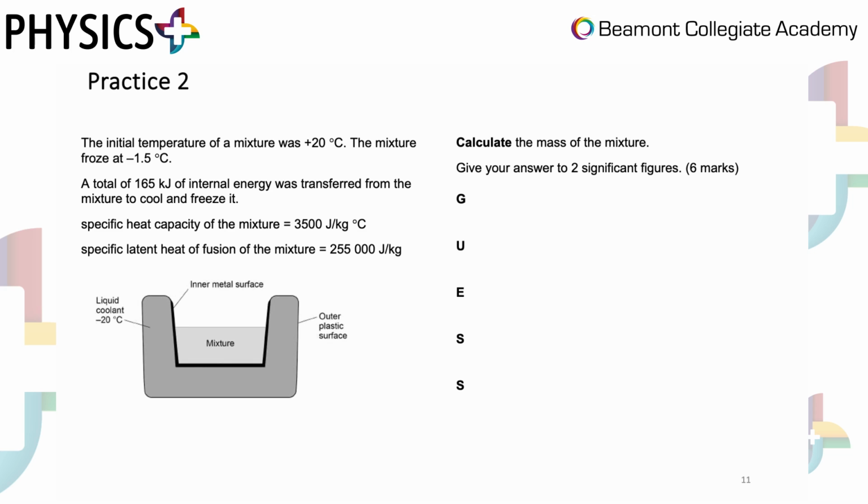Practice 2. The initial temperature of a mixture was plus 20 degrees C. The mixture froze at minus 1.5 degrees C. A total of 165 kilojoules of internal energy was transferred from the mixture to cool and freeze it. The specific heat capacity of the mixture was 3,500. The specific latent heat of fusion of the mixture was 255,000. Calculate the mass of the mixture. Give your answer to 2 significant figures.